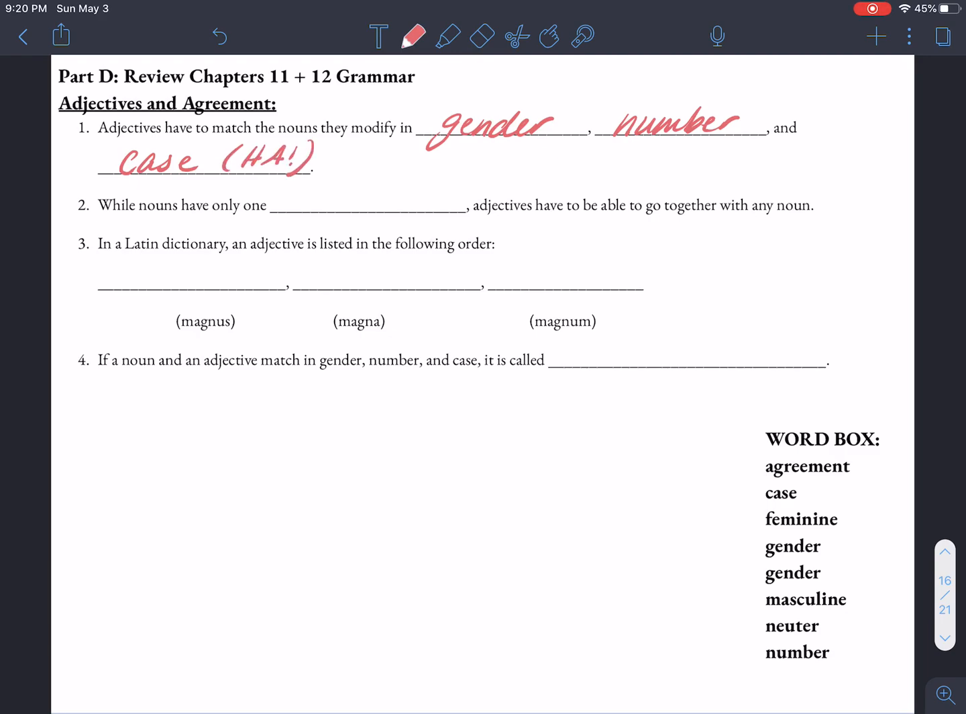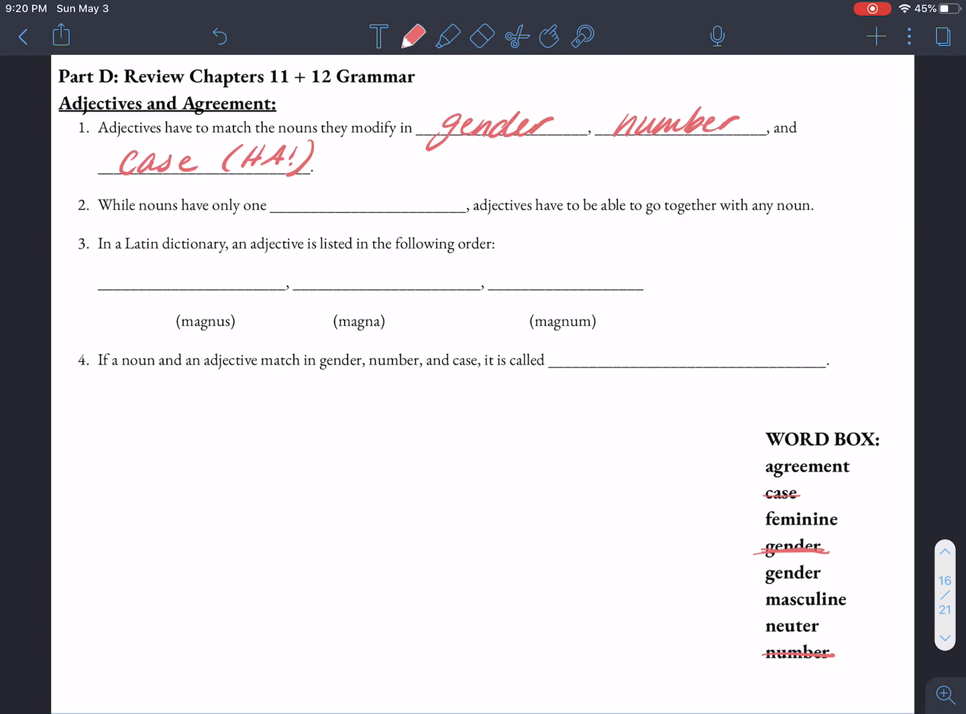Gender, number, case. Okay, so we've gotten rid of 3 options now. And you see why it's kind of important to cross out the ones you've used already, because check it out. Gender is on here twice. So that means it's 2 answers. It's going to be an answer for one question. It's going to also be an answer for another question.